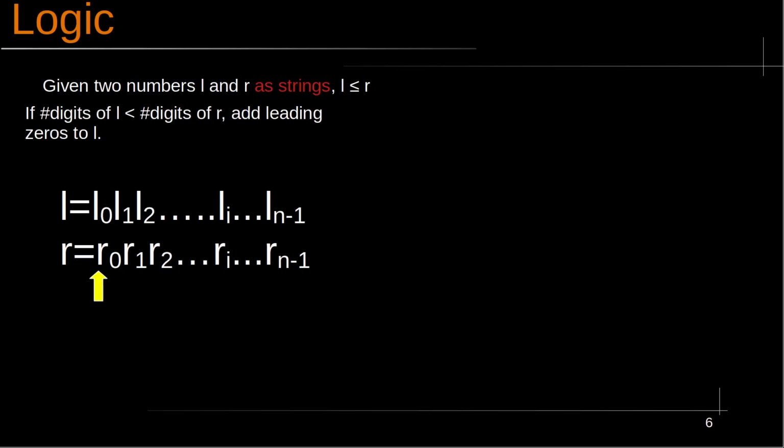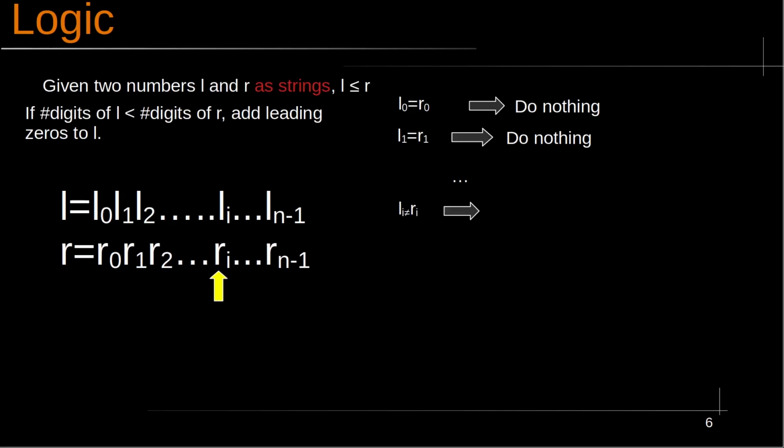We run over both numbers and we check. For example, if the first digits are equal, we do nothing. We go to the next digits. Let's assume that they are equal. We do nothing else. Same with the next digit, until we reach a digit or two digits where both numbers are different. For example, here at position i, Li is different from Ri. What are we going to do here?